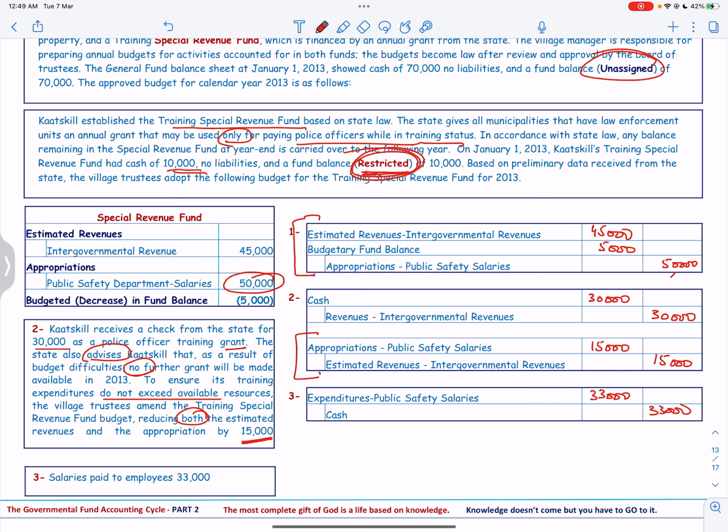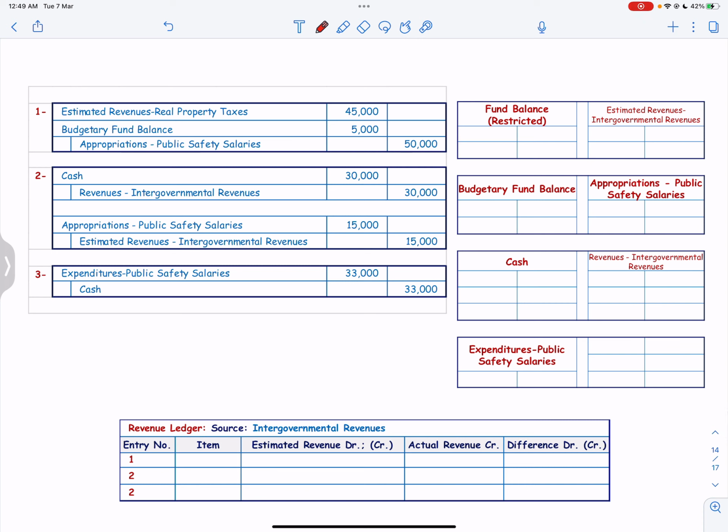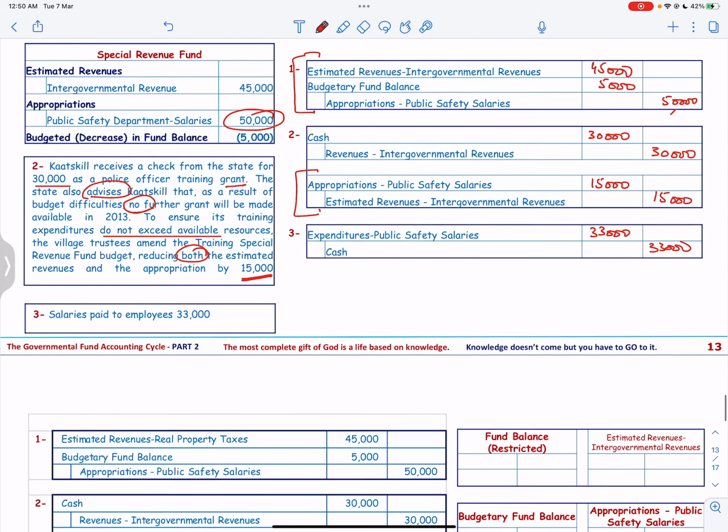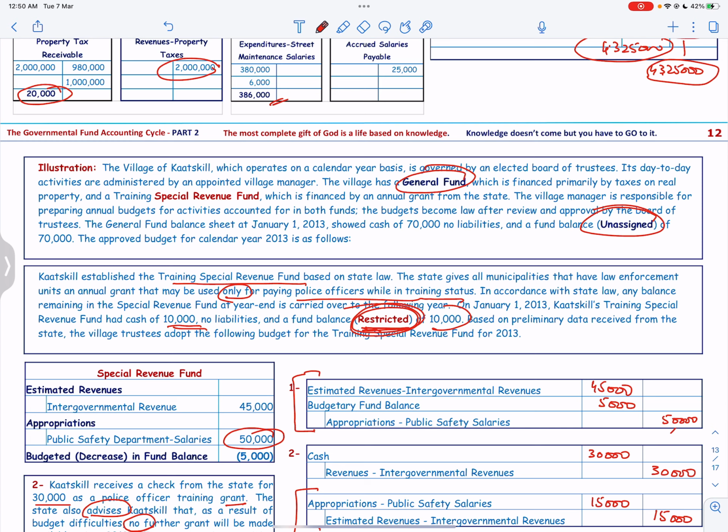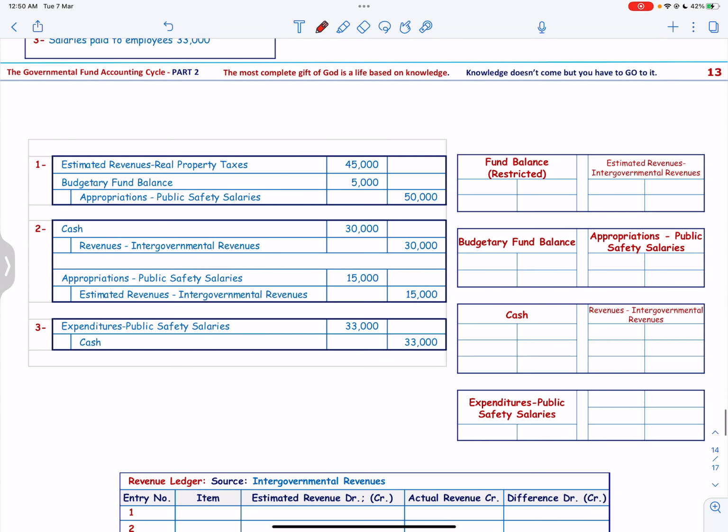Next we are going to prepare the T account and the budgetary ledger as well. First of all we prepare the T account, and we have fund balance restricted over here, that was for 10,000. So this is credit by 10,000 and cash will be debit by 10,000.